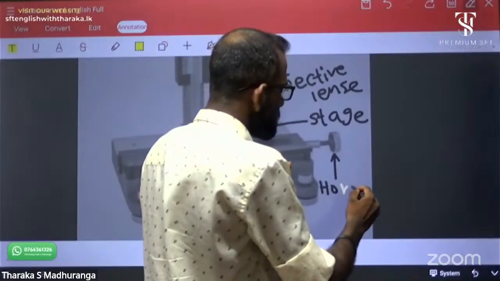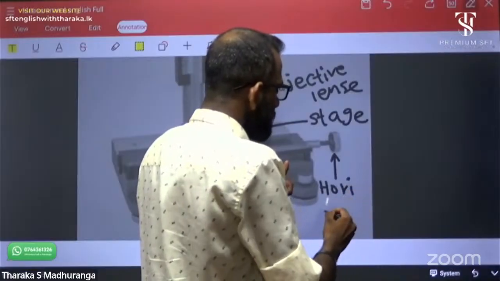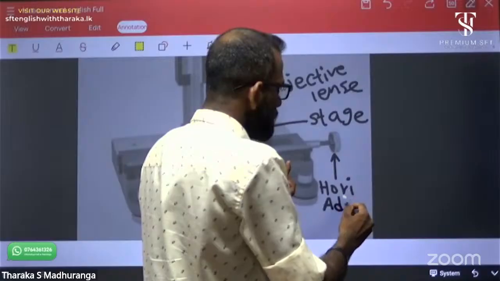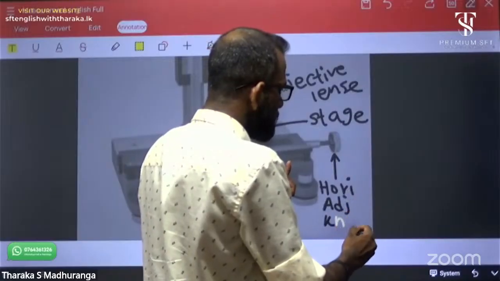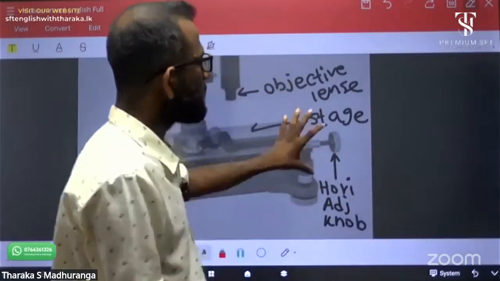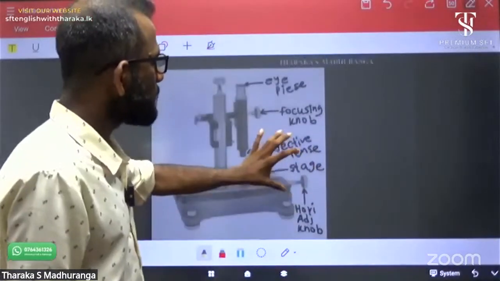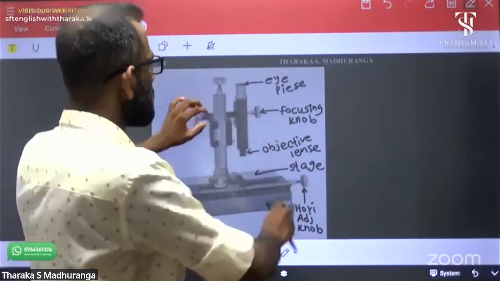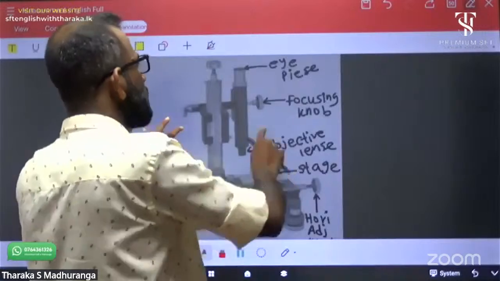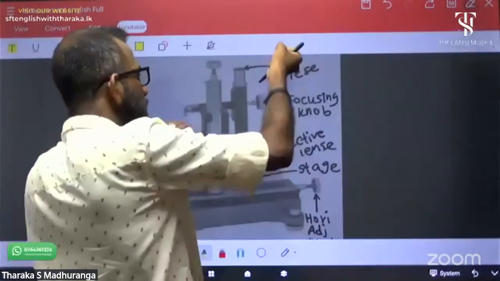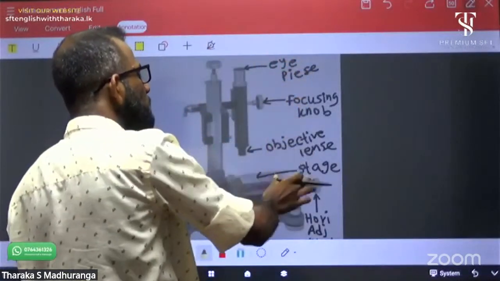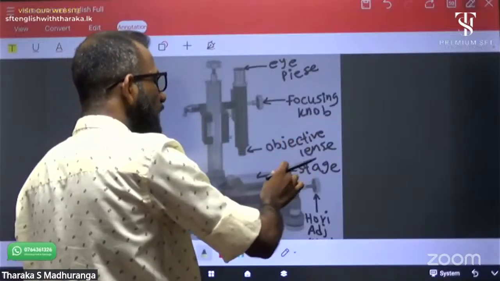Horizontal adjustable knob. Please note down this adjustable knob. Please label your picture, label your diagram. First, label the right side parts: eyepiece, focusing knob, objective lens, and stage.